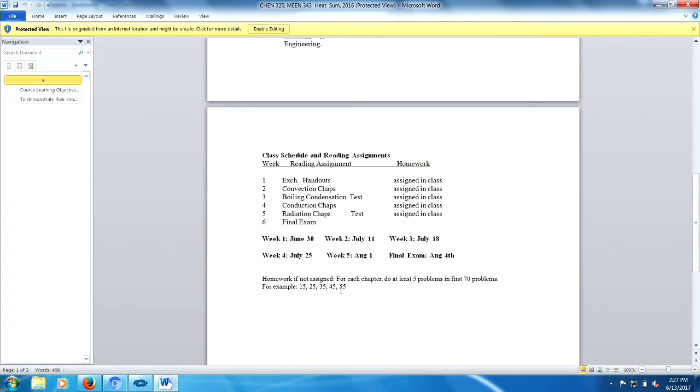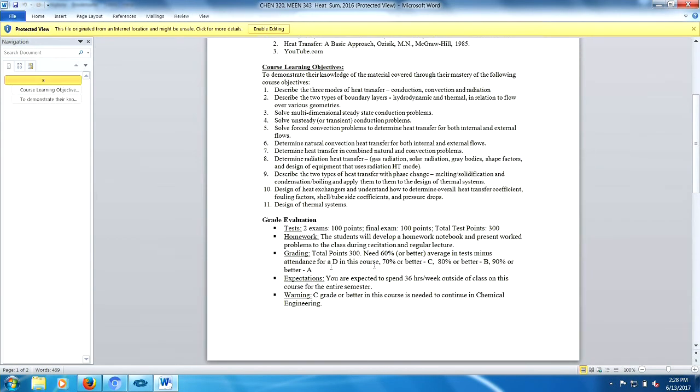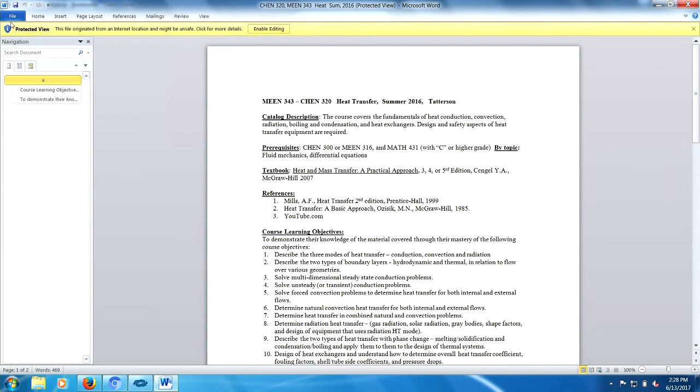So we start the course. Homework, if not assigned, well, you want at least 5 problems in the first 70 problems in the book. Take 15, 25, 35, 45, and 55 would be excellent. But the whole thing is heat exchangers, convection, conduction, boiling, condensation, radiation, and then we're done. Okay? So that takes care of the syllabus. You understand how you're going to be graded, 2 tests and a final. These are all the learning objectives, right? And so that takes care of that.